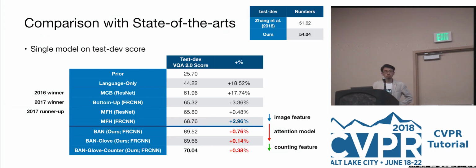This is a single model result on the test-dev score. Bottom-up image features remarkably gained around 30%. And the bilinear attention gains over co-attention and MFH around 0.